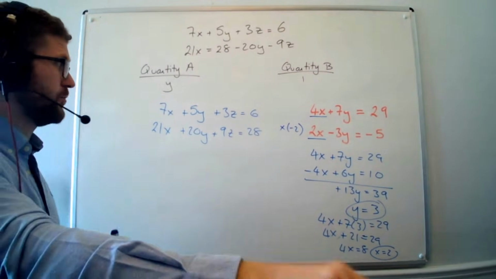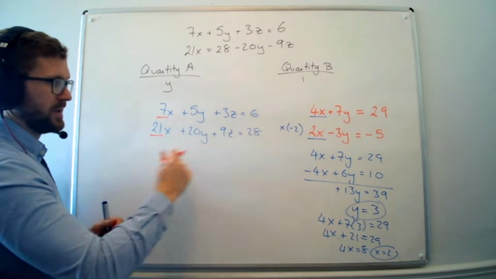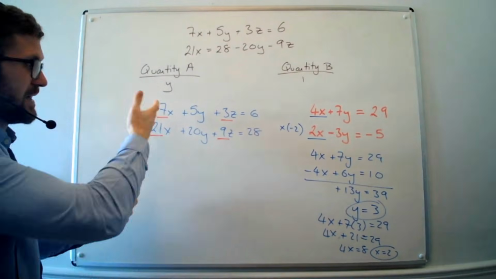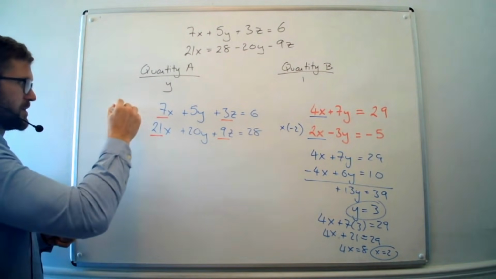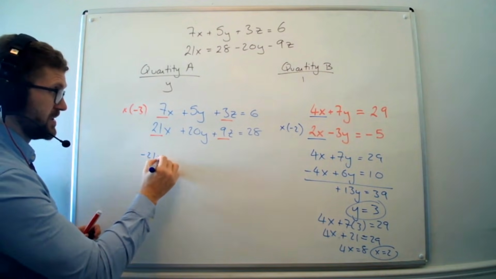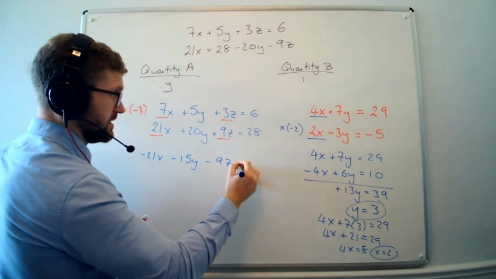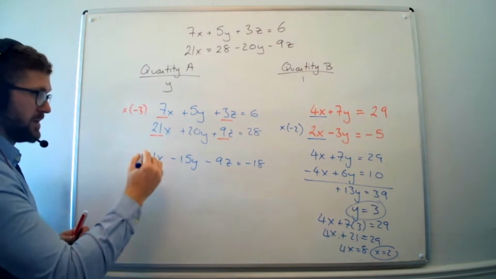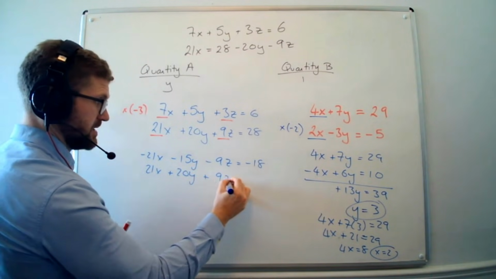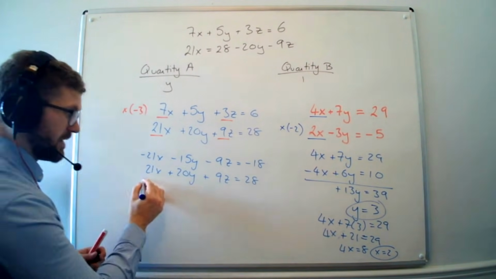Now, what I hope you're spotting here is, well, the x terms, the bottom line is just 3 times the top line. And the z terms, the bottom line is just 3 times the top line. So let me take that top line, and I'm going to multiply the top line by -3. And so I've got negative 21x minus 15y minus 9z is equal to minus 18. I'll rewrite the bottom line, 21x plus 20y plus 9z is equal to 28. And now I can add these two lines together.